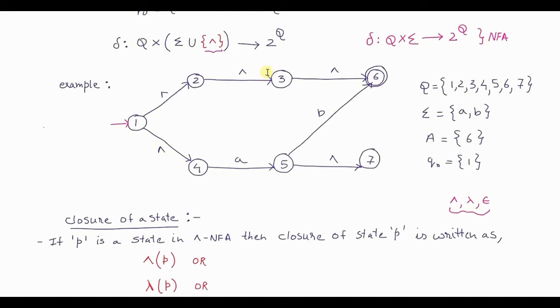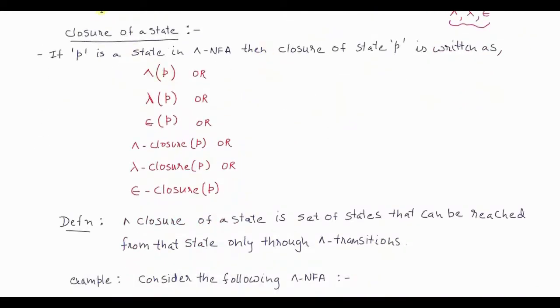It is basically the same. We go to the next concept, called closure of a state. Suppose P is a state in a null NFA. Then the closure of the state P is denoted by caret with P in brackets. This caret with P in brackets means closure of state P. I told you the null symbol can be written in three different ways, so you can write caret P, lambda P or epsilon P. These are the three ways of writing closure of state P.